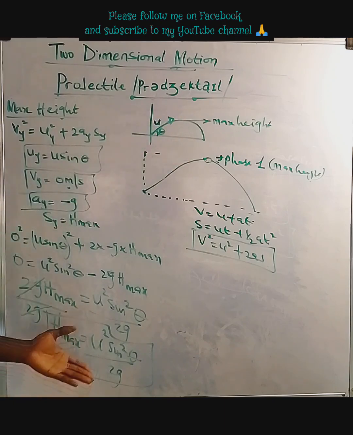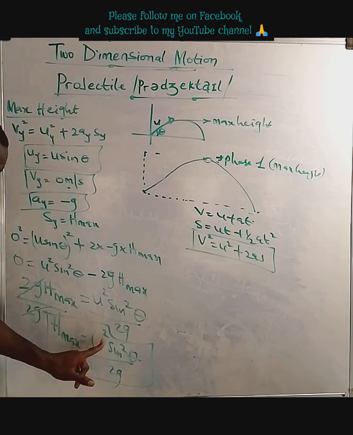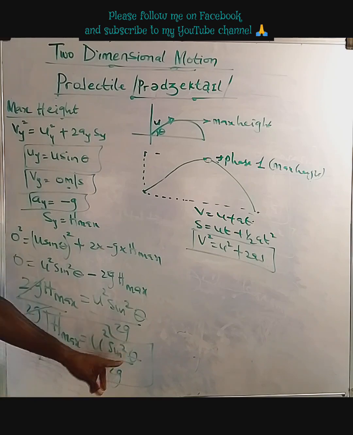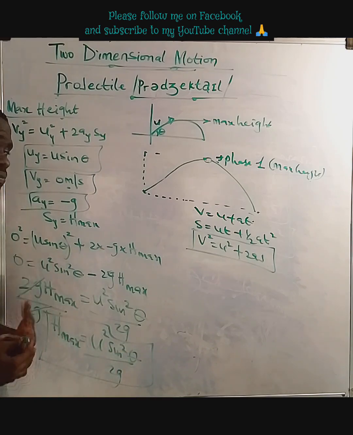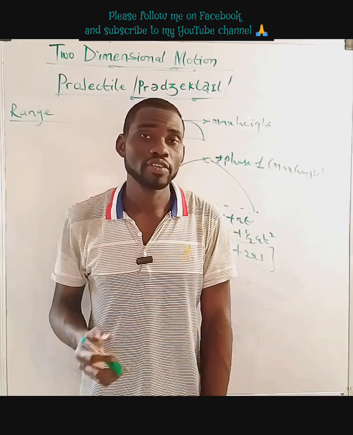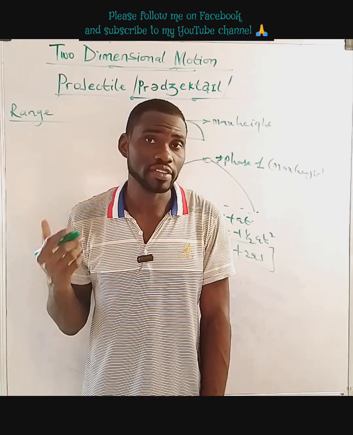To get the maximum height of a given projectile, it is initial velocity squared times sine squared of the angle over 2 times the gravity. As simple as that. Okay, it's time to look at the next one, which is a third terminology.